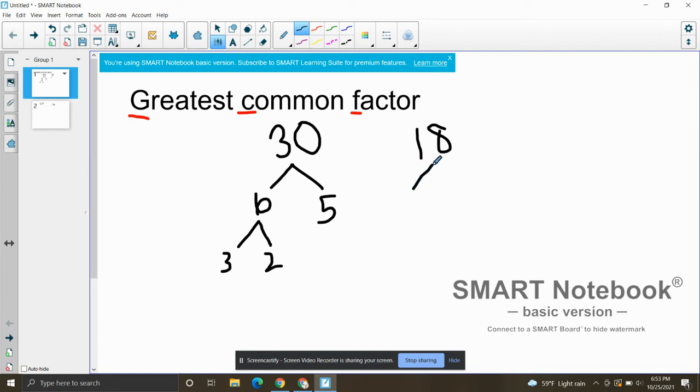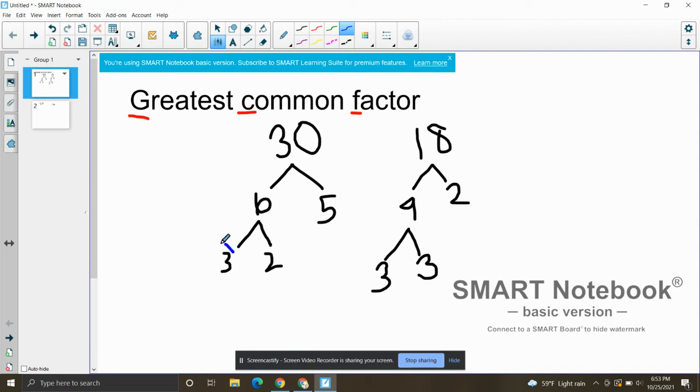18, on the other hand, can be broken down into 9 and 2. 2 is a prime number. Only 2 times 1 gives you 2. But 9 can be broken down into 3 and 3.